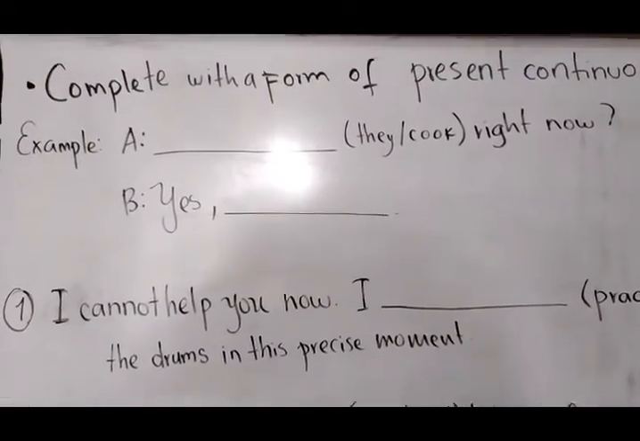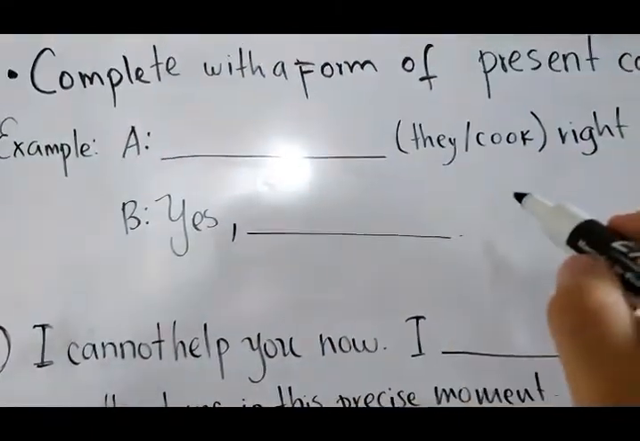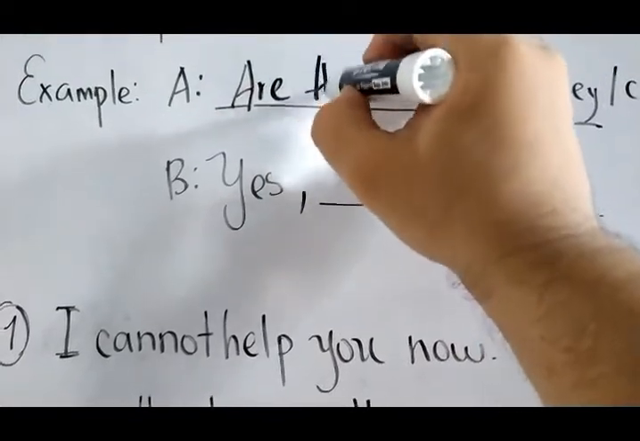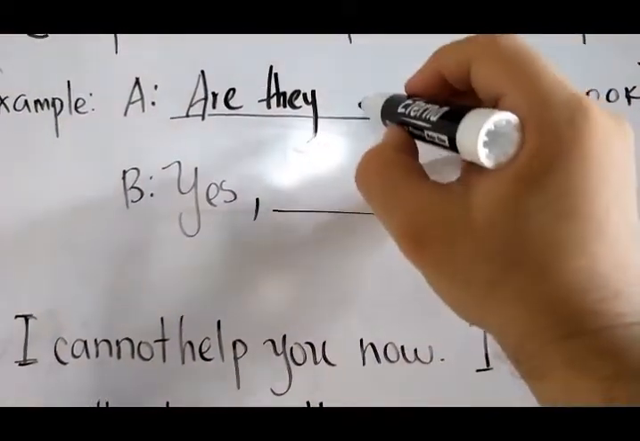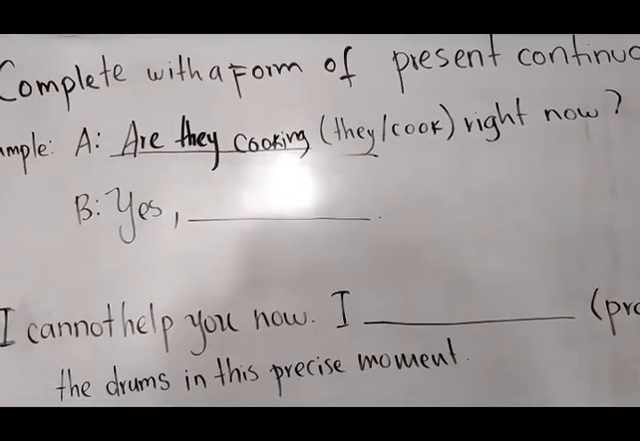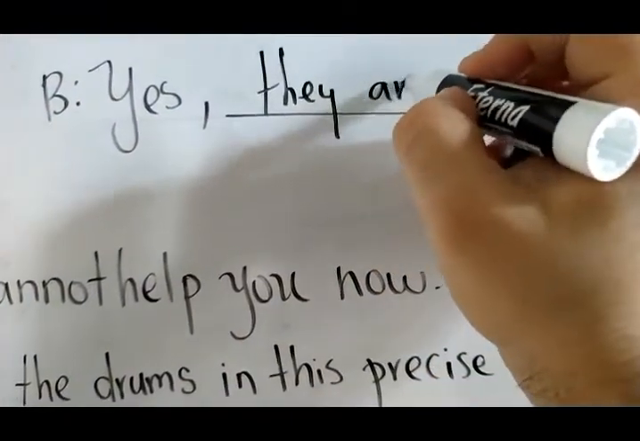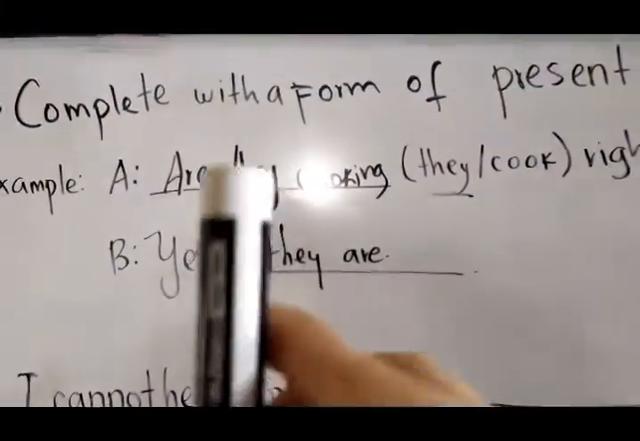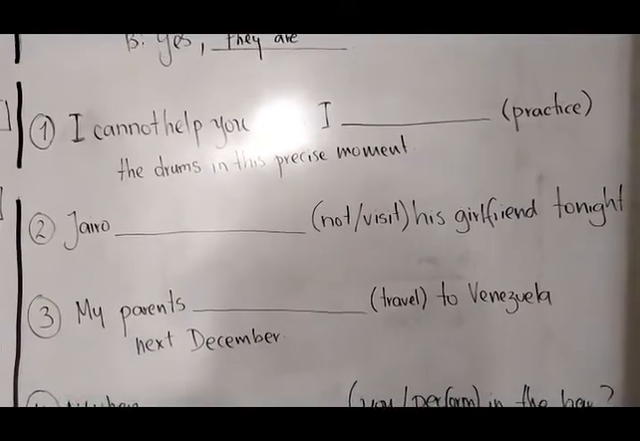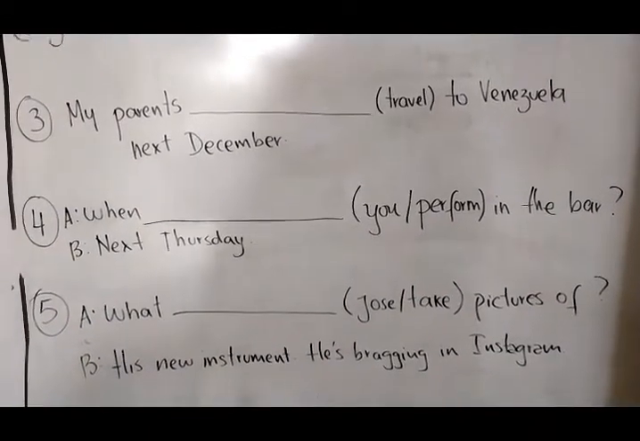Okay, so let's do the first activity. The first one is a question. So remember, this is a question. We start with the verb to be. So we have here they. So the pronoun they goes with are. Are they? And the verb cook with ing. Remember the suffix ing. So the question goes like this: Are they cooking right now? ¿Están ellos cocinando ahora mismo? Yes, they are. Recuerden que al momento de responder simplemente se deja así, they are, la forma corta. So let's go over the other activities. So pause the video, complete the activities, and participate by writing the answers in the comments.